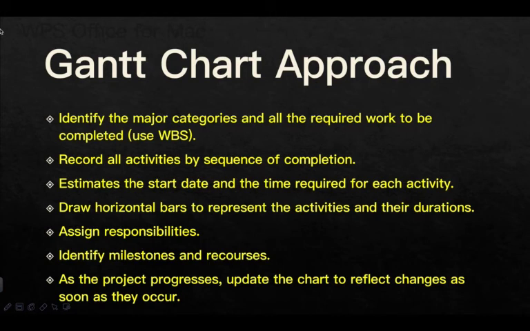Gantt chart approach: identify the major categories and all the required work to be completed. Record all activities by sequence of completion. Estimate the start date and the time required for each activity. Draw horizontal bars to represent the activities and their durations. Assign responsibilities. Identify milestones and resources. As the project progresses, update the chart to reflect changes as soon as they occur.